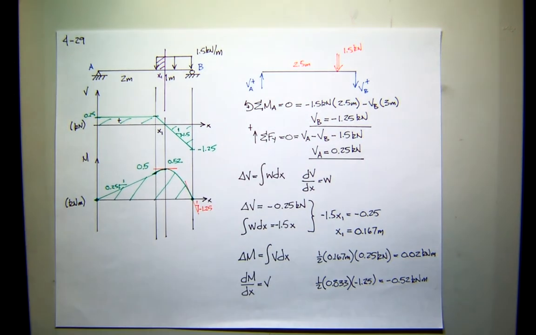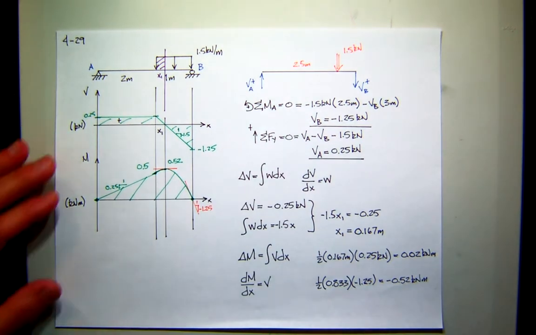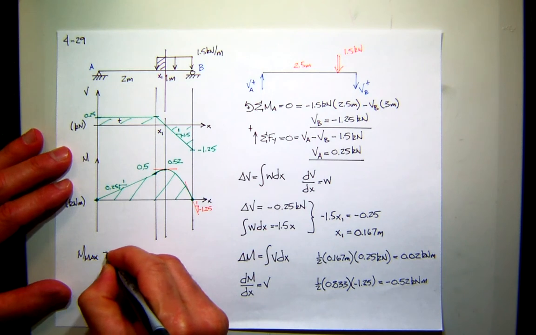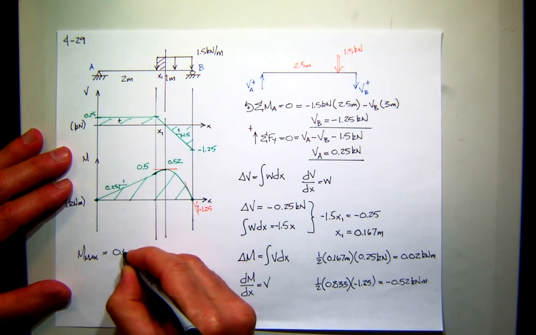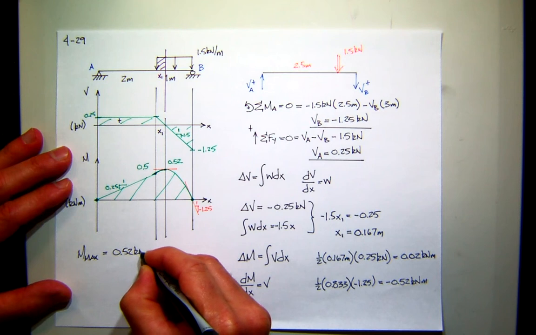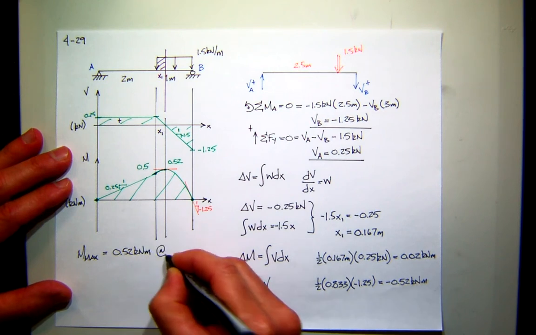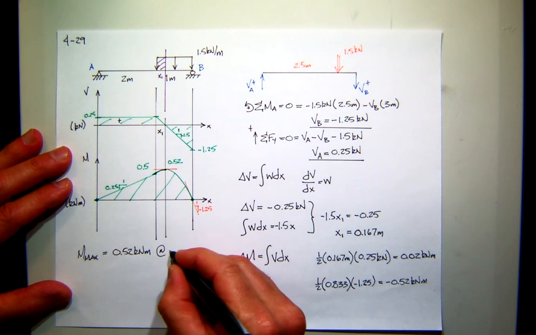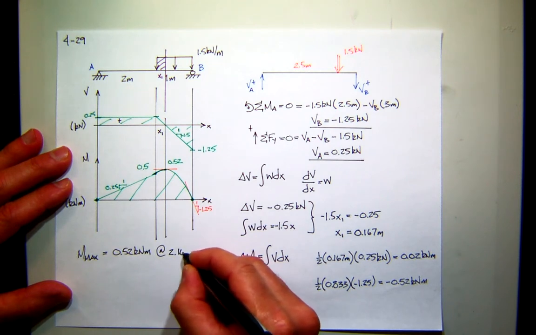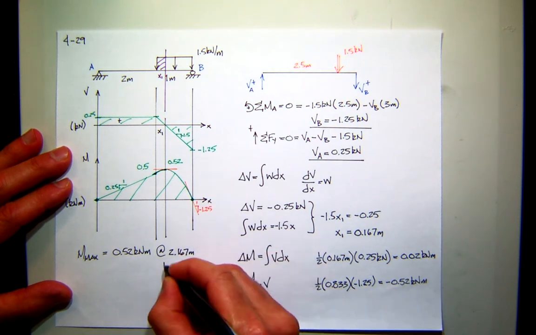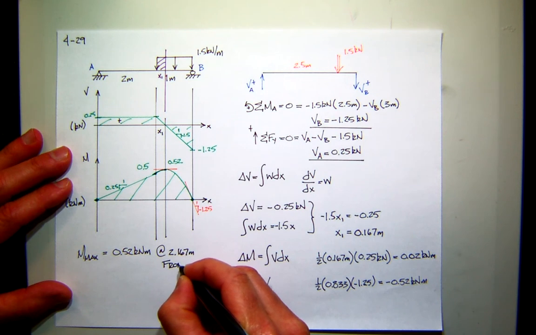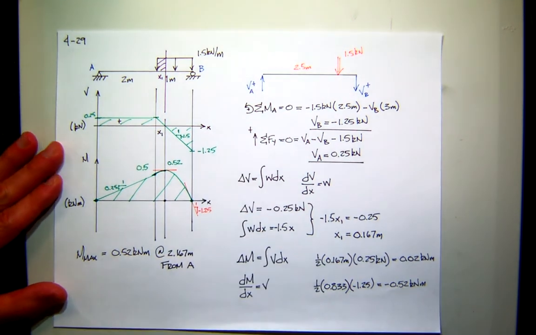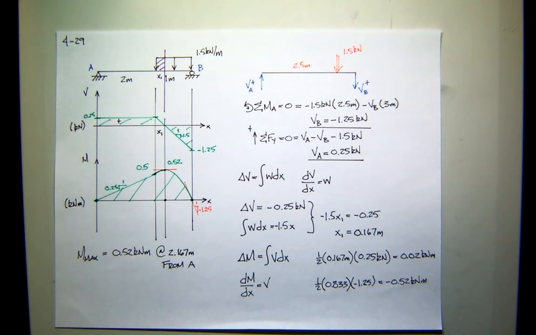So what's the maximum moment in this structure? Yeah, so the maximum moment is equal to 0.52 kilonewton meters. And where does it occur? From A, looks like 2.167 meters. From A, at this point right here. So now you know the value and the location.